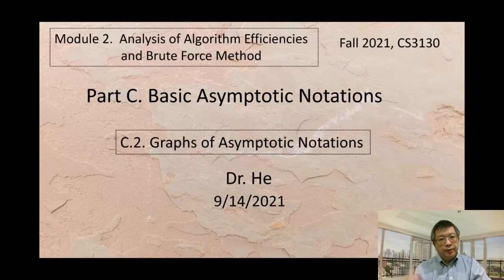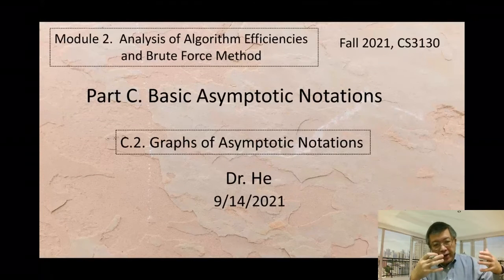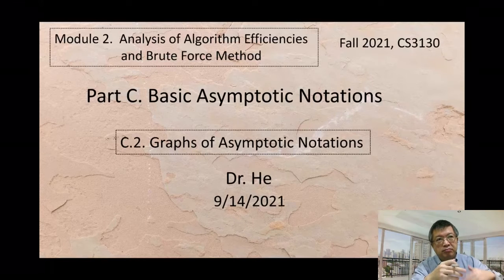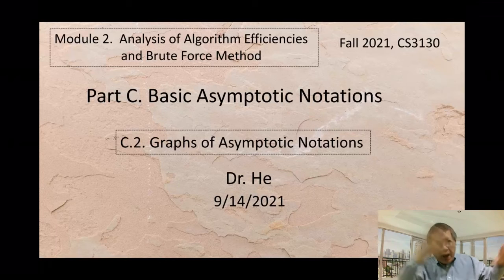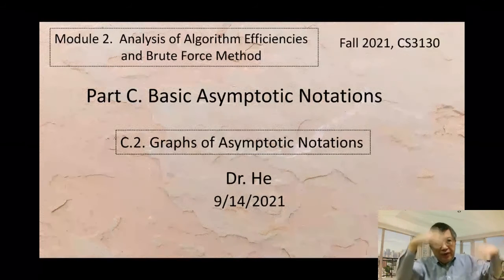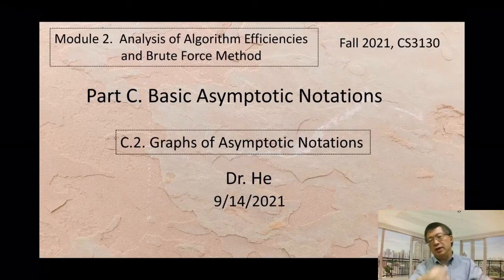Part C.2, Graphs of Asymptotic Notations. In this video, we want to understand our asymptotic notations visually. So we want to understand from the graphs what those asymptotic notations really mean.